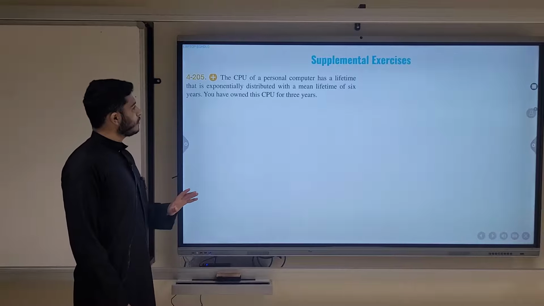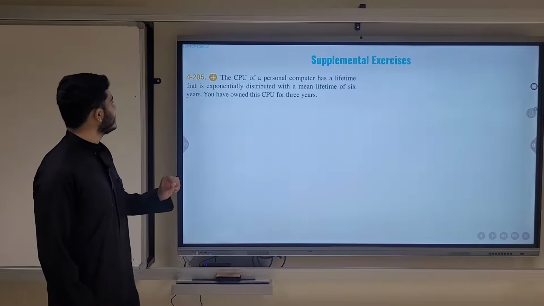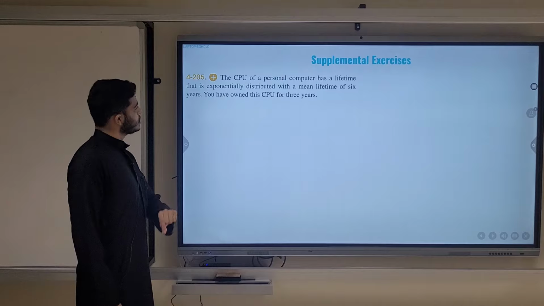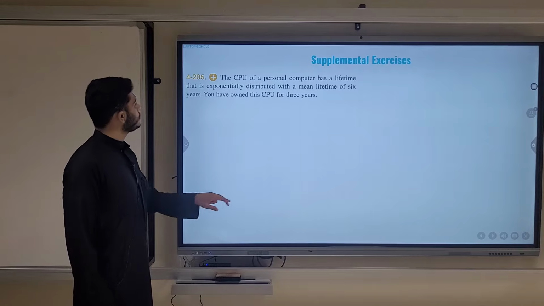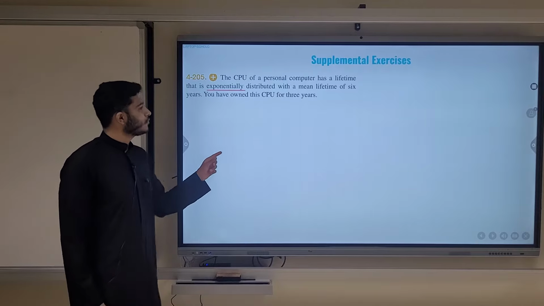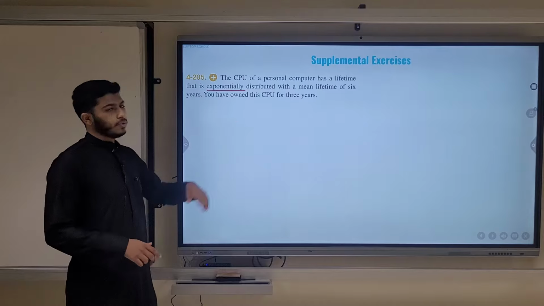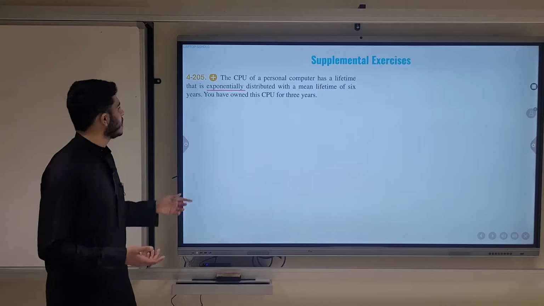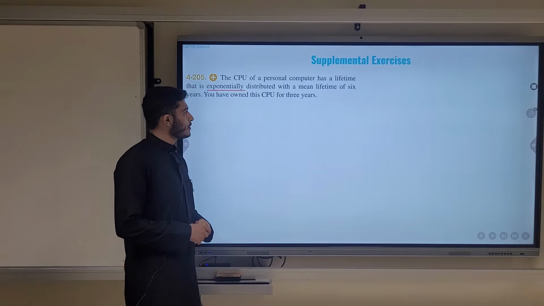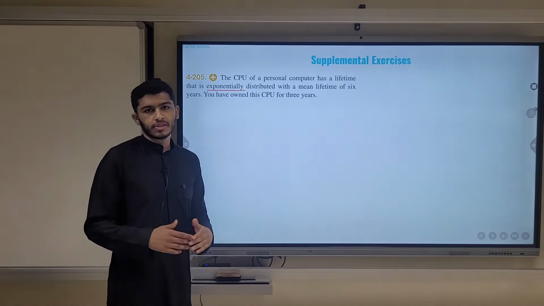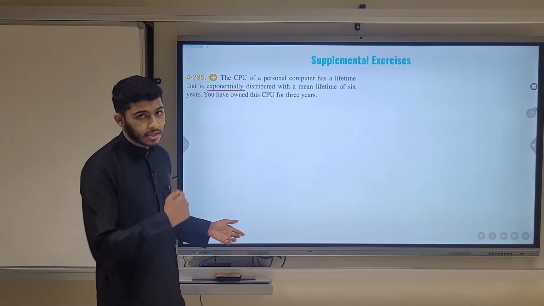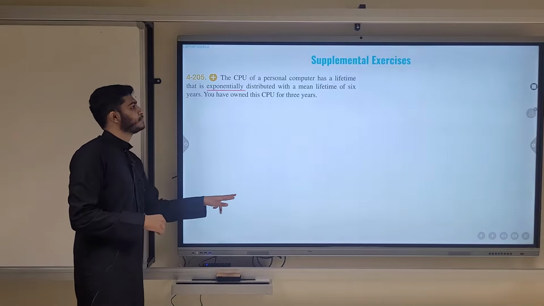Now, the CPU of a personal computer has a lifetime that is exponentially distributed with a mean life of 6 years. You have owned it for 3 years. Here it says exponentially, so it falls under the exponential distribution. You have owned the CPU for 3 years, and it's still working, so we don't care. So this is the lack of memory property in the question.